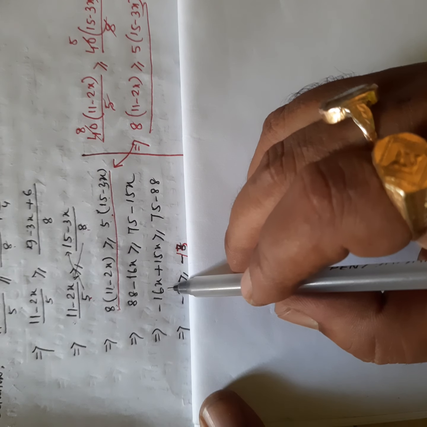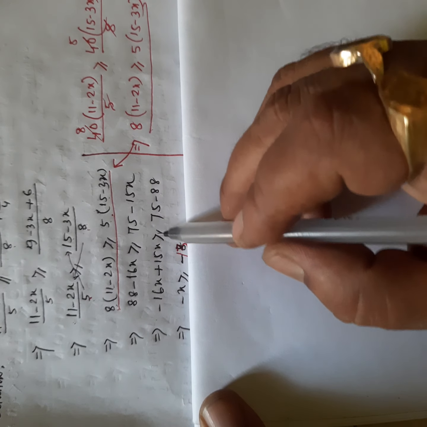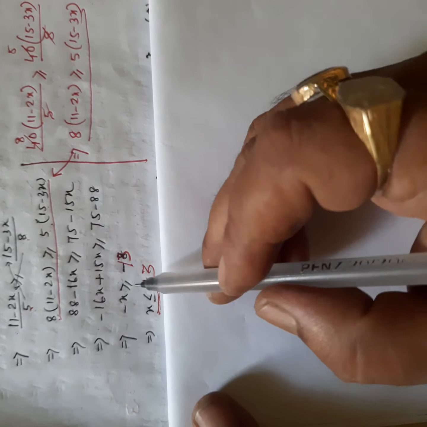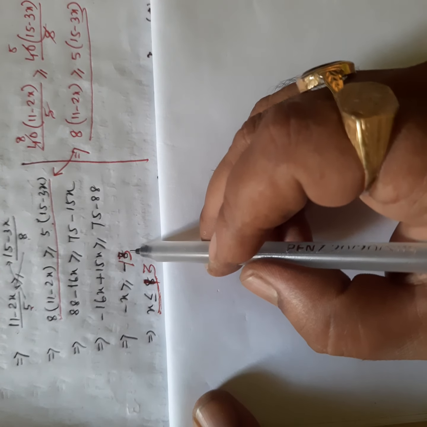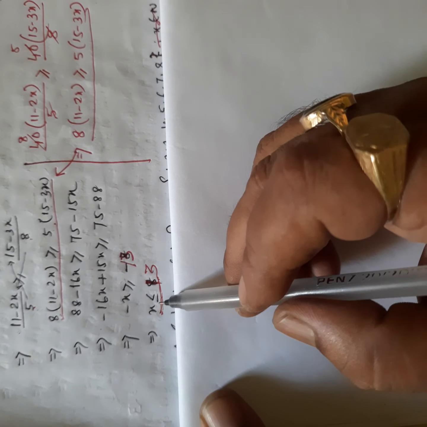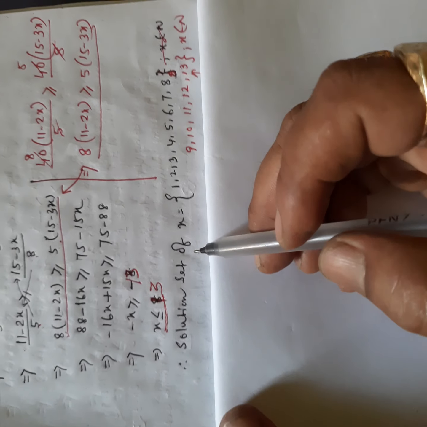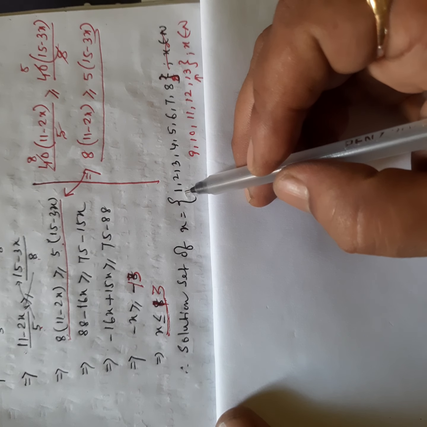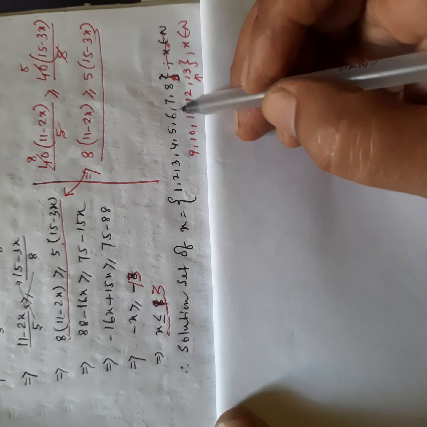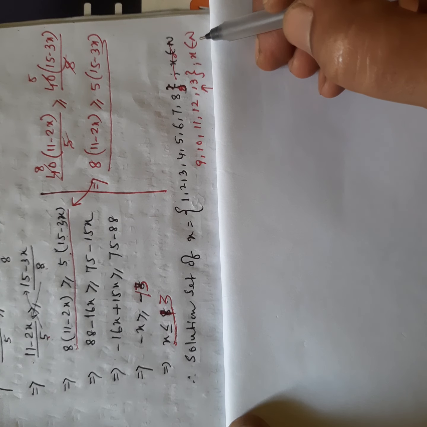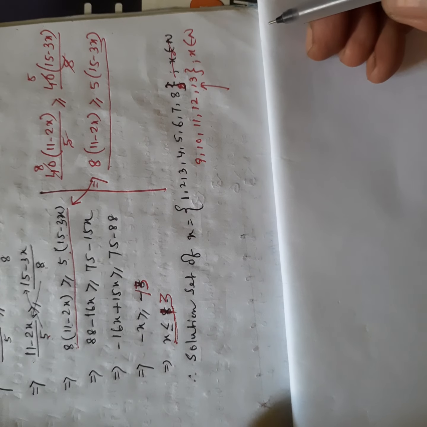This implies that -16x + 15x ≥ 75 - 88. This implies that -x ≥ -13. This implies that x ≤ 13. So the solution set of x equals 1, 2, 3, and so on up to 13, since x belongs to capital N. Next.